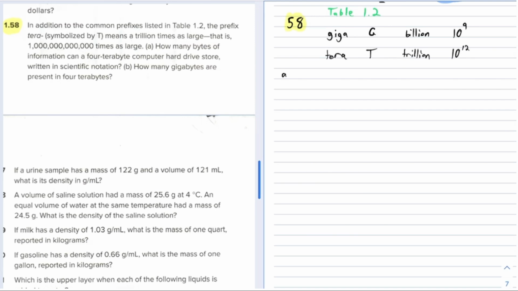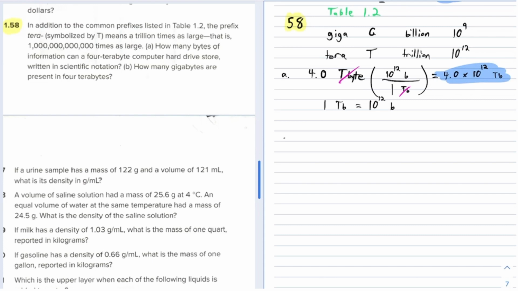So part A is asking us, suppose you have a 4 terabyte hard drive, and you read the hard drive and it says 4.0 terabytes. Then we can convert terabytes to bytes. We know that 1 terabyte is the same thing as 10 to the 12 bytes, and that cancels that, and you have very easy math here: 4.0 times 10 to the 12th bytes. That's already in scientific notation.